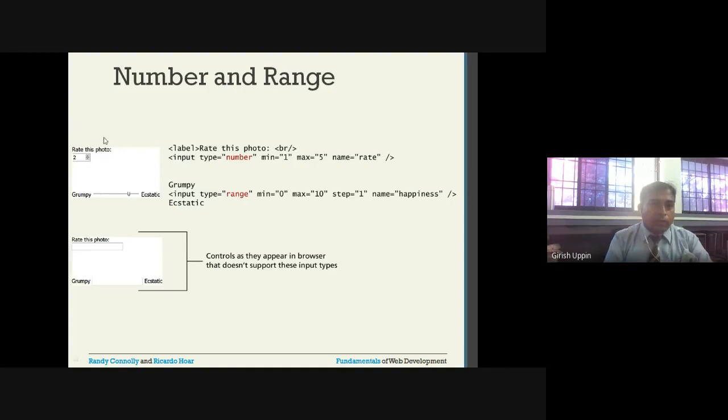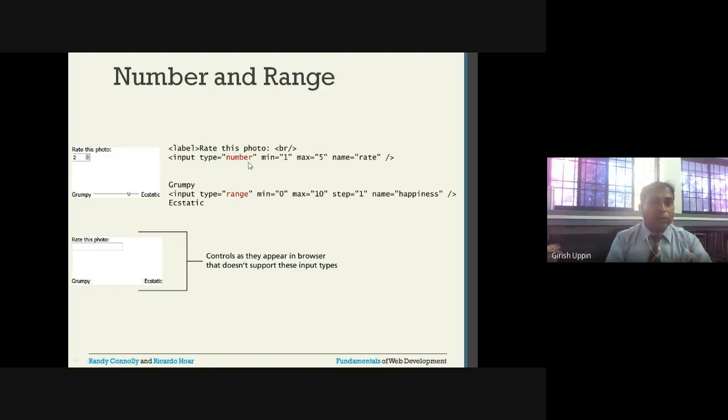So this is the example of a number, and this is the example of a range. You can see here we have a label, rate this photo, and a number input. How to create this one? We can use a label for this, rate this photo. After that, a break, so it will go to the next line. Then input type is equal to number. You have to remember, if you want to create a control which will take only number input, you have to say type is equal to number.